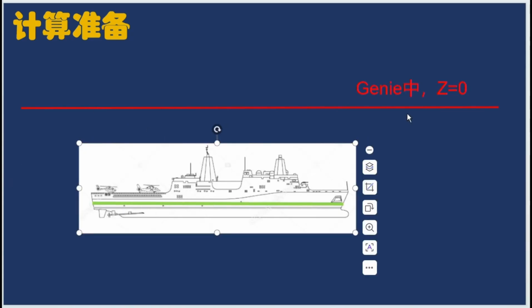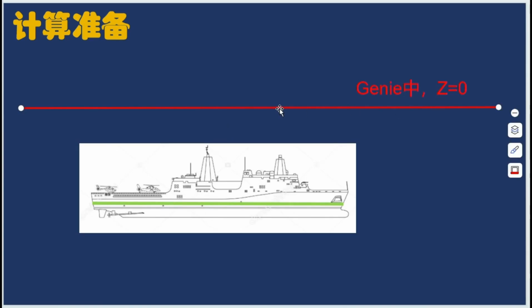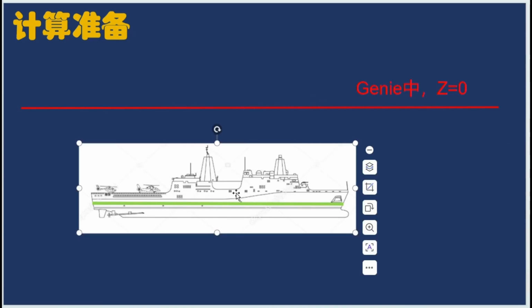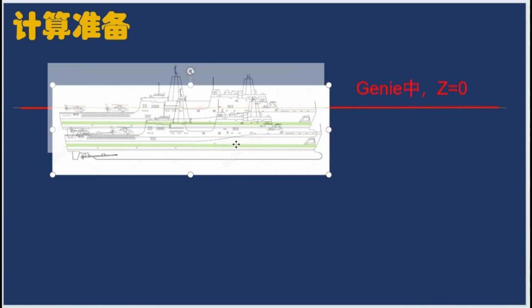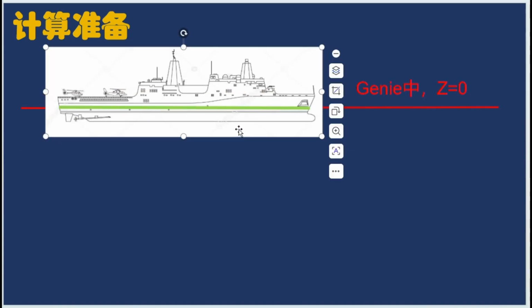For example, in the coordinate system, your global coordinate system Z equals 0 is this line. Then your ship. The position of your water line is this green line. In order to make the relationship between the coordinate systems clearer, or to ensure that your imported coordinate system is the same as the hydrostatic calculation coordinate system, we can adjust the ship so that the position of the waterline is set to Z equals 0.